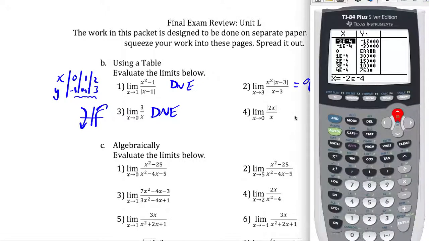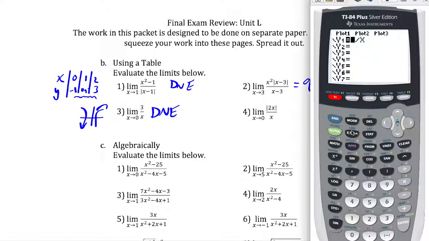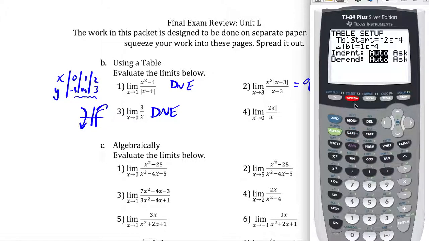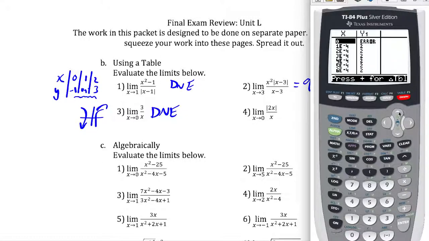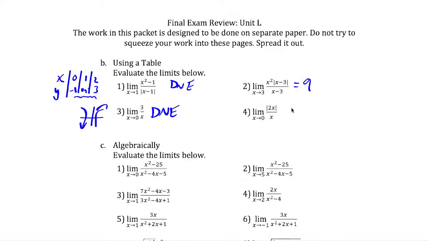And then we have the absolute value of 2x divided by x. And x is approaching 0. So where are we going to? Oh boy, looks like, again, negative 2, positive 2. So again, does not exist. That absolute value is brutal.